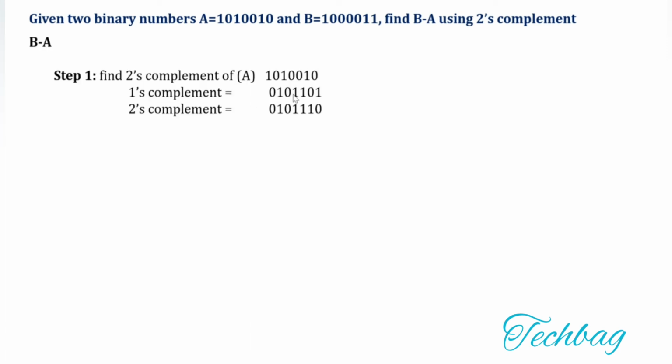1's complement is 0101101. 1 is added with this to get 2's complement. And the 2's complement is 0101110. Now add the 2's complement of A with B. B is 1000011. This is the 2's complement of A.